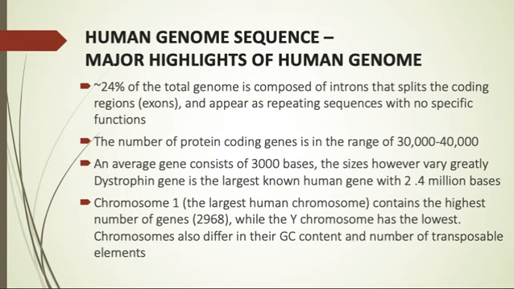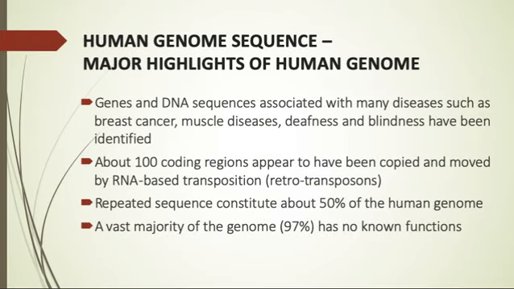Then you have chromosome 1, the largest human chromosome, that contains the highest number of genes, around 2,968, while the Y chromosome has the lowest. The chromosomes also differ in the GC content and the number of transposon elements. So the genes and DNA sequences associated with many diseases such as breast cancer, muscle diseases, deafness, and blindness have been identified.